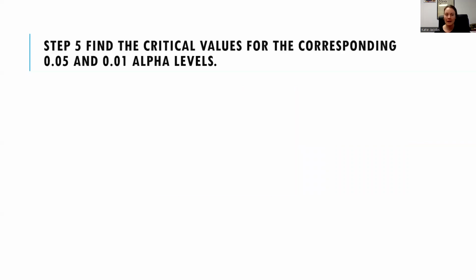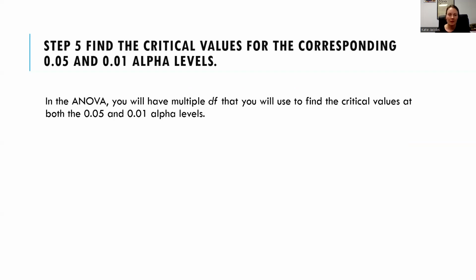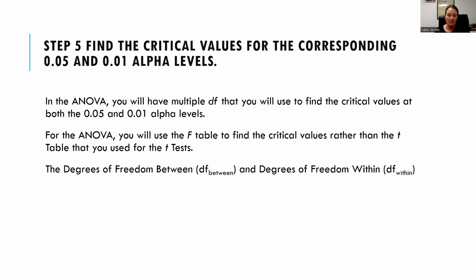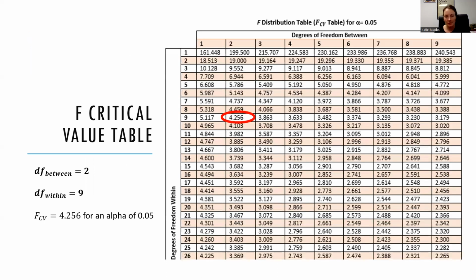All right, so step 5, we're going to find our critical values for both the 0.05 and 0.01 alpha levels. In ANOVA, you'll have multiple degrees of freedom, which we learned to calculate already, and we're going to use those to find our critical values. I have provided an F critical value table for you to use for the ANOVA, rather than the T critical value table, which was used for our T test. Again, we're going to use our degrees of freedom between and our degrees of freedom within to do this. So this is what the table looks like.